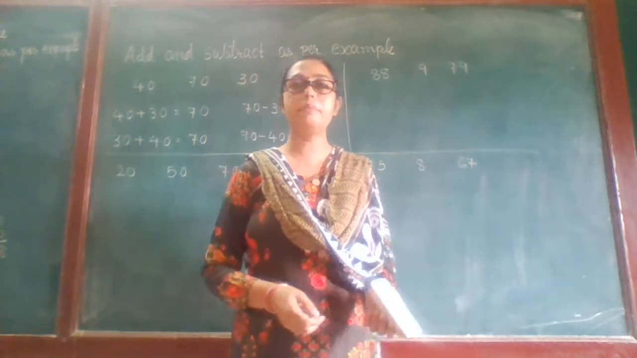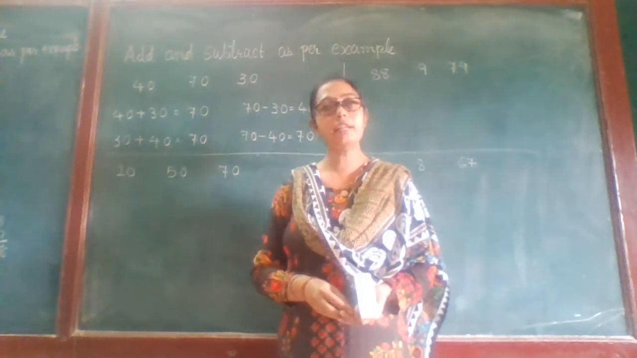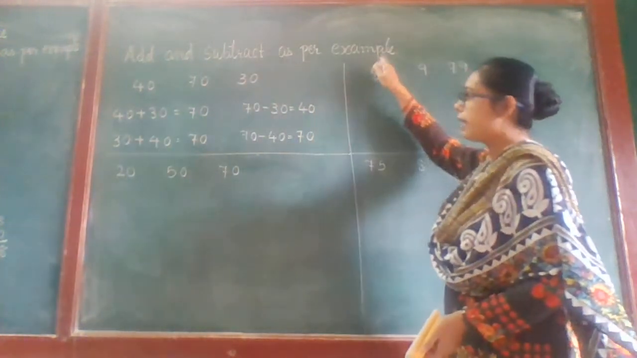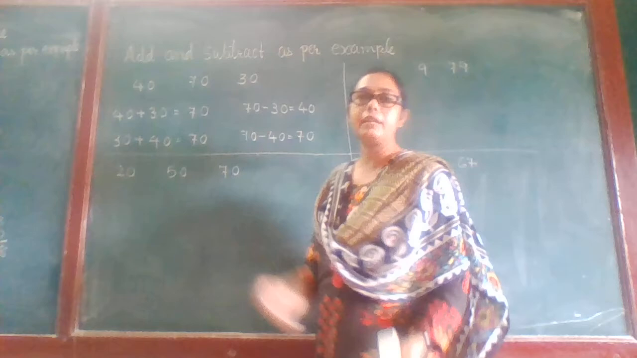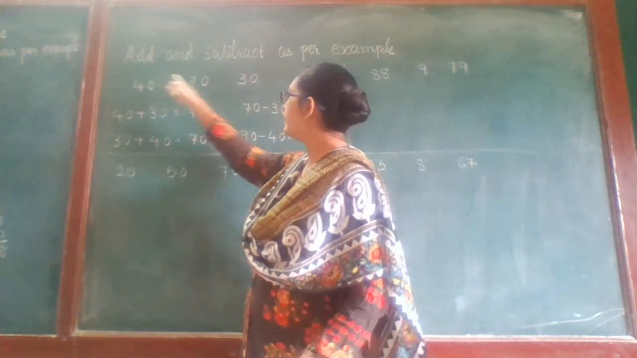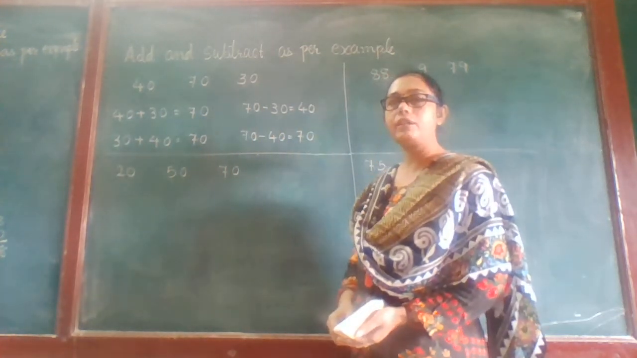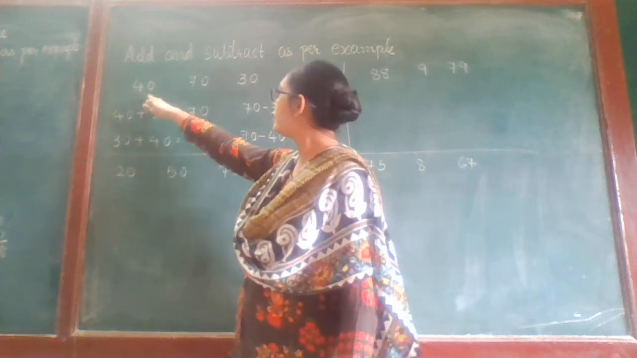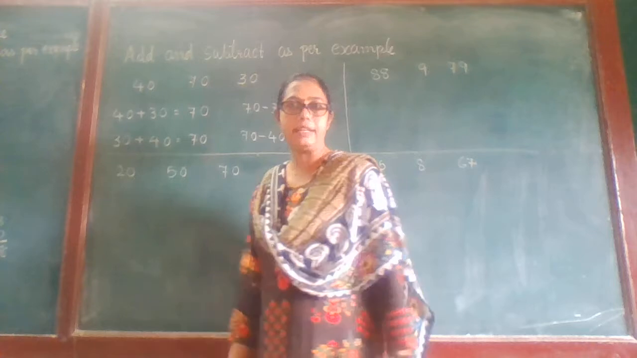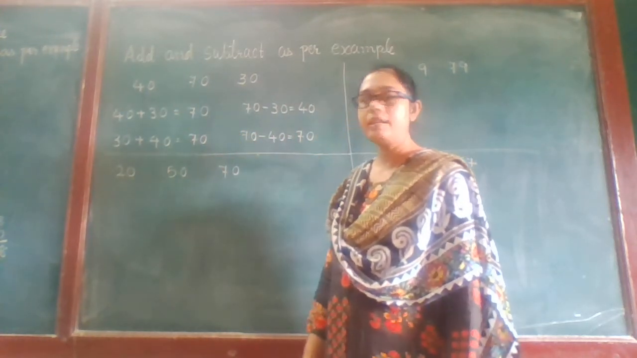Now another example, it is also new for you, but I hope you will enjoy it. Add and subtract as per example. Here also one example is given to us. What is that? Numbers 40, 70 and 30. Three numbers are given to us. We can see that 40 and 30 are smaller than 70. 70 is the biggest among these three numbers.